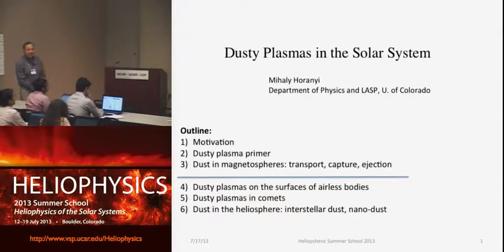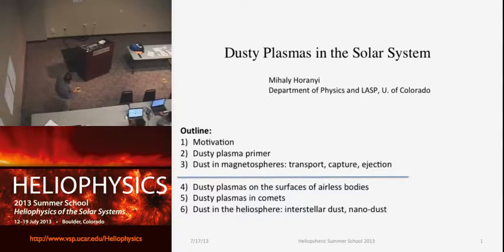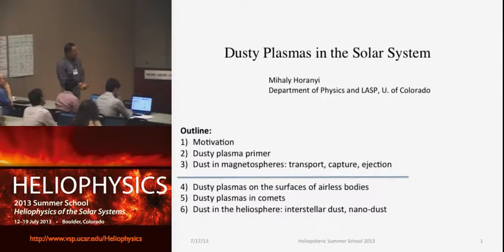Dust in magnetospheres. I understand that you know by now quite a bit about planetary magnetospheres. What dust can do: move around in a magnetosphere, get captured from the outside and be thrown out from the inside. Actually, I don't think I have an example for capture, but I will show you transport and ejection of small particles from magnetospheres.